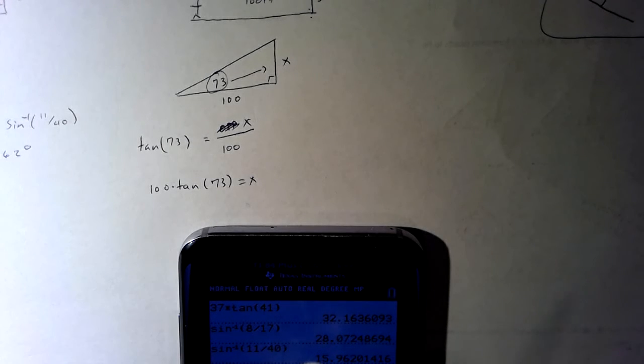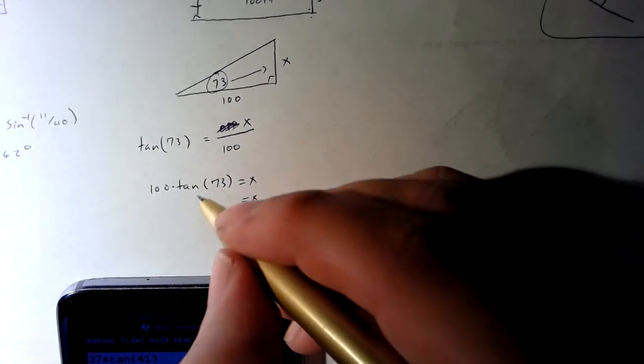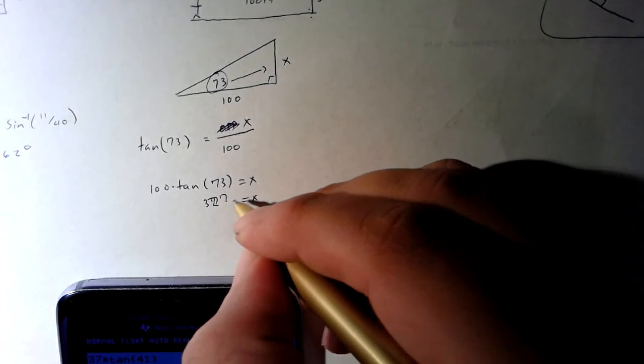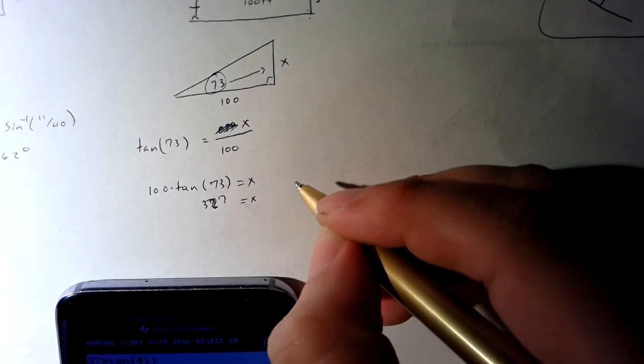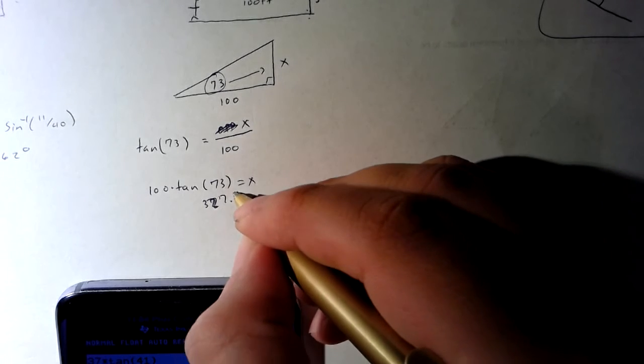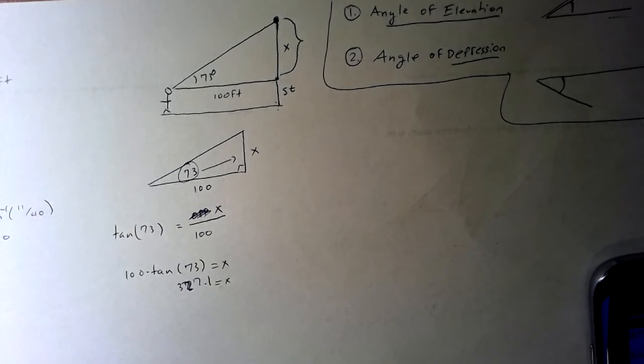And then we get x equals 327. I'm going to round this to the nearest tenth, so that would be 327.1. Now don't forget, that's not the final answer.